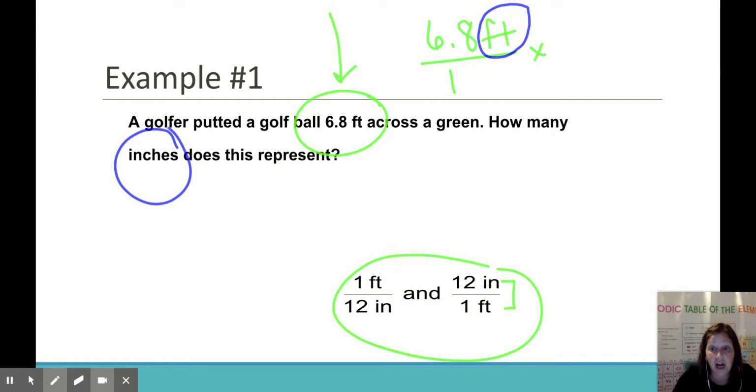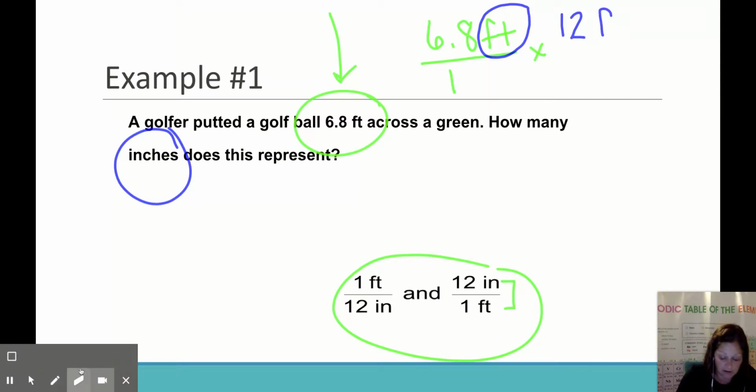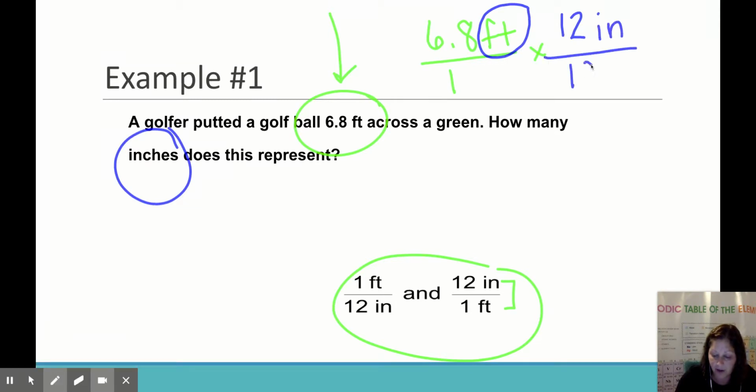Then our job is to multiply by the fraction in such a way that feet get canceled out and inches come in. So this way we are going to multiply by 12 inches over 1 foot, because we know when we multiply out, we are going to wind up with feet times inches divided by feet, which means that the feet cancel out.